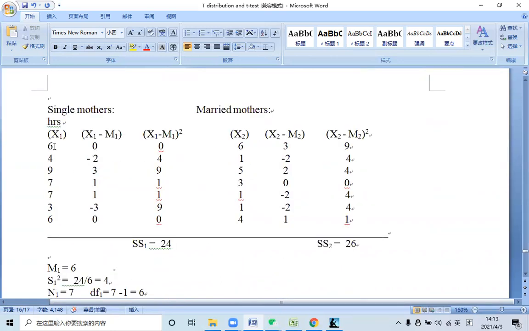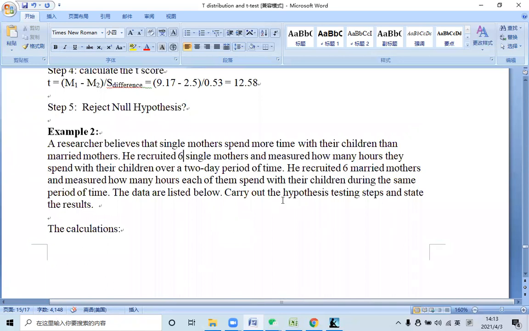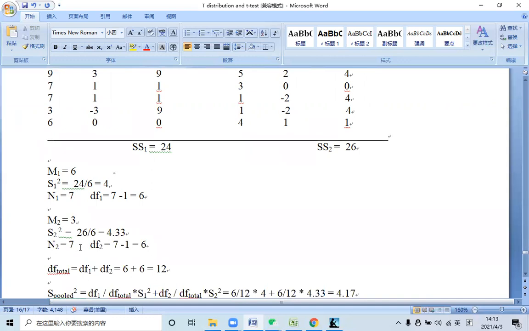Now you have 2 groups. One group, single mothers. 1, 2, 3, 4, 5, 6, 7, right? So it should be 7. I actually got the number wrong. 7 single mothers and 7 married mothers. The N number is 7. Second group, the N number is 7.